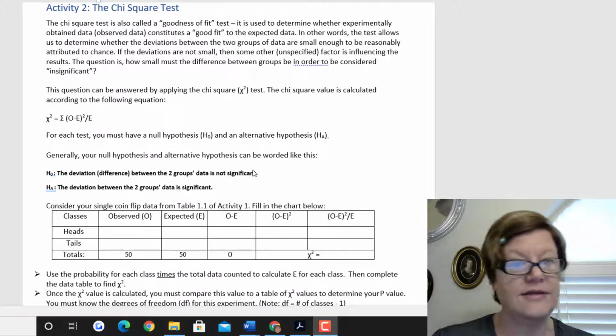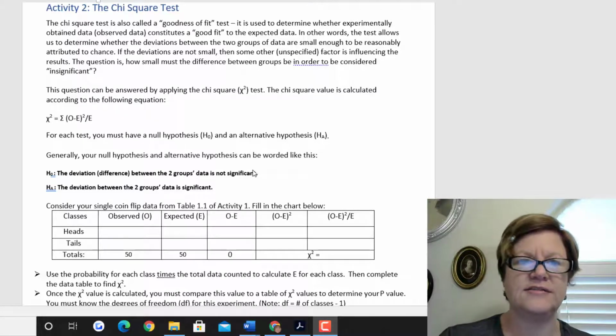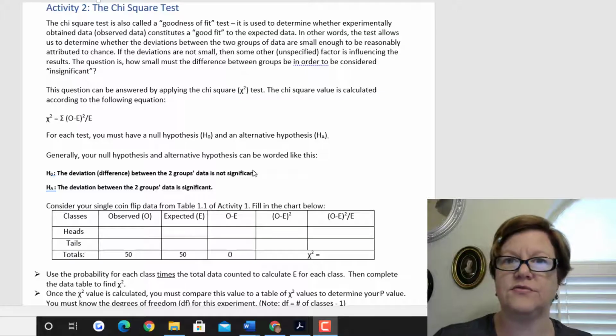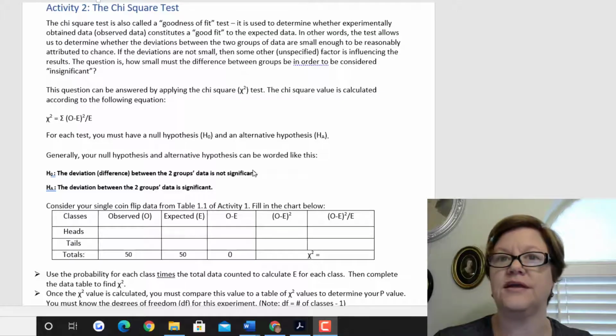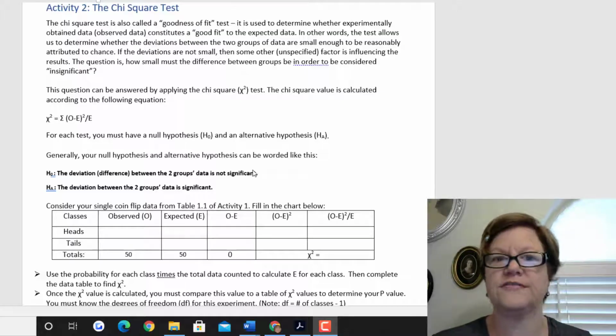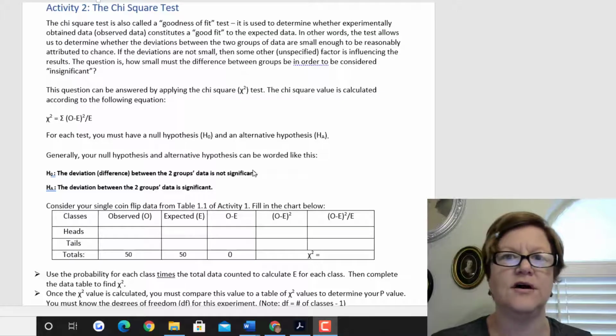The other possibility, HA, the alternative hypothesis, is that the difference between the 2 groups' data is significant. Something is having an effect. You would assume in my example, it's probably the drug. If the group that got the drug has a significantly different result for blood pressure than the group that did not get the drug, and the only thing different about the 2 groups is the drug, then it's reasonable to say the drug is having a significant impact on blood pressure.